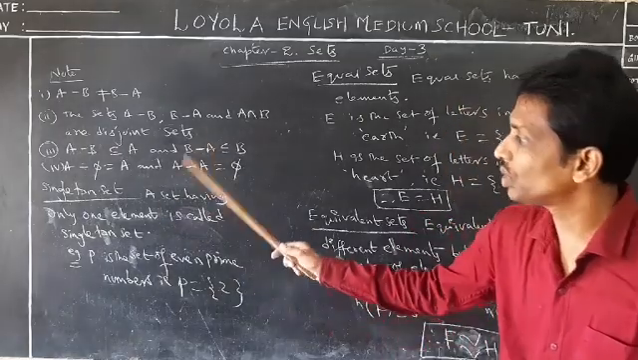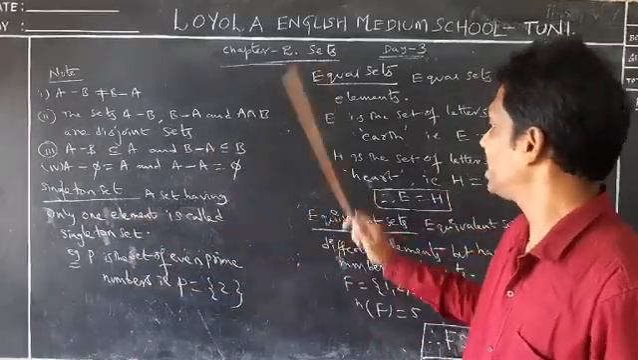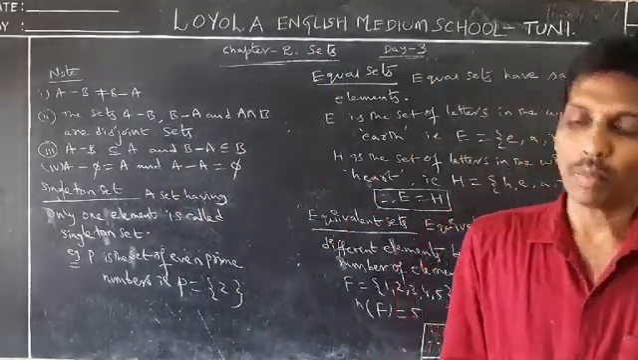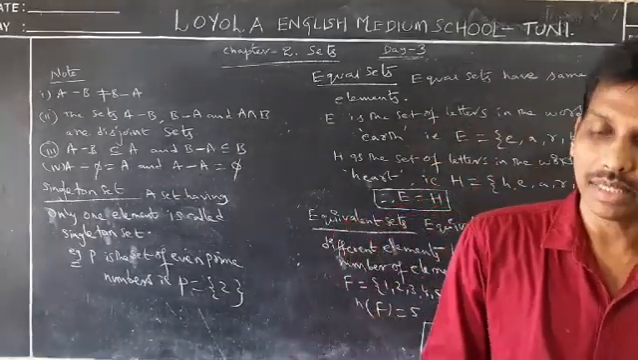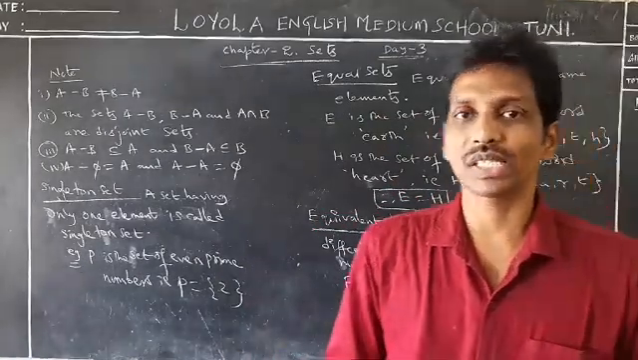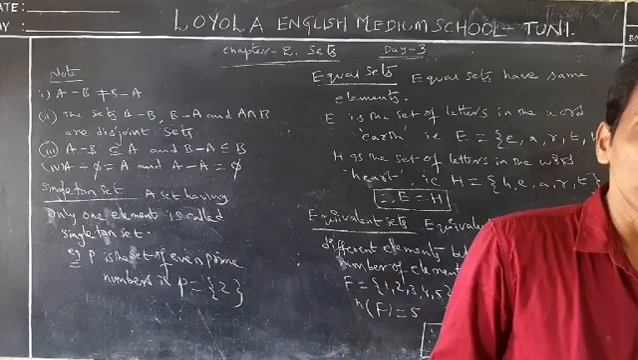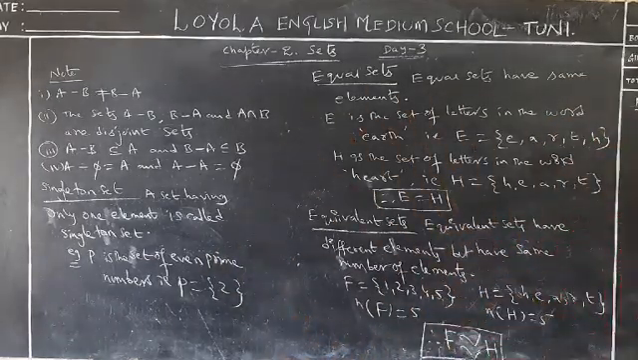Is it clear? So today we discussed singleton sets, equal sets and equivalent sets. Today, apart from union of sets and difference of sets, we discussed all these definitions. Is it clear to all? Is there any doubt to anyone? Better you note down the notes which were given to you. Note down all the definitions.